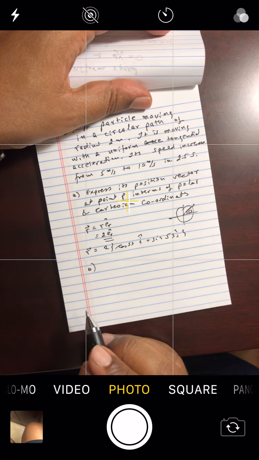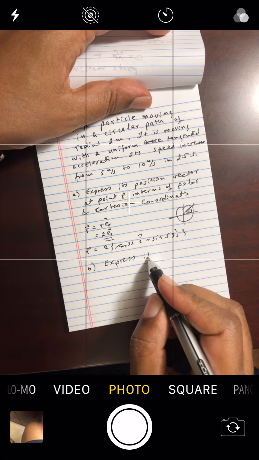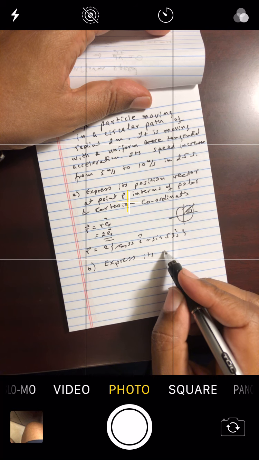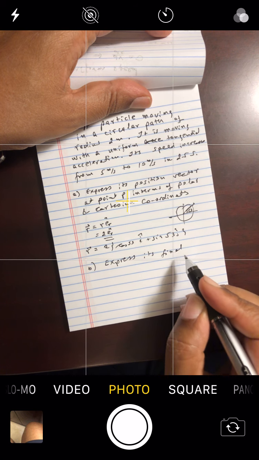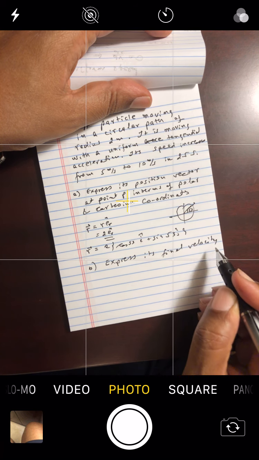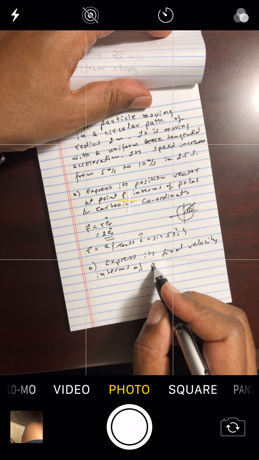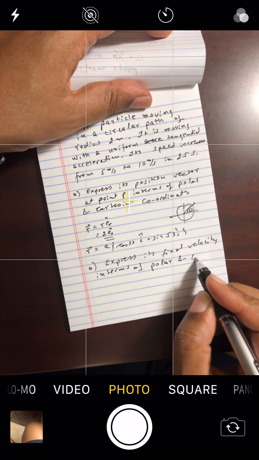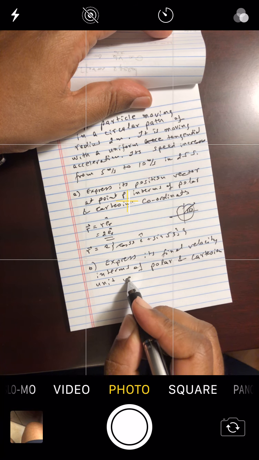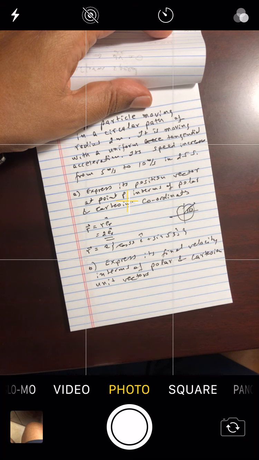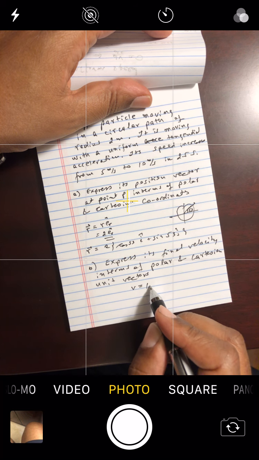Now B, express its final velocity. That's when its speed is 10 meters per second. Its final velocity in terms of polar and Cartesian unit vectors. Okay, so the final velocity is 10 meters per second, or it's going from 5 to 10, so the final is 10 meters per second.